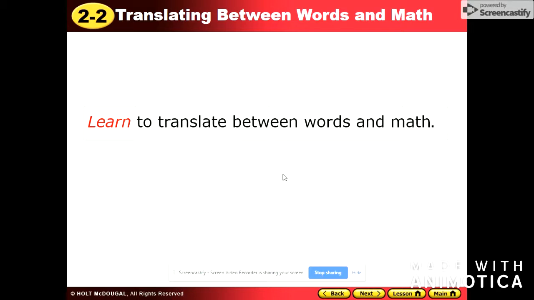Section 2 of Chapter 2, which is on translating between words and math. A lot of times in math class, it's not even the math that can stump you, it's the word problem that can stump you. So we're going to take a look at some keywords that are going to help us decipher those words into math.